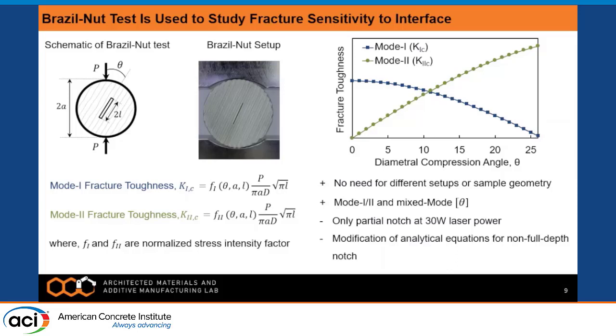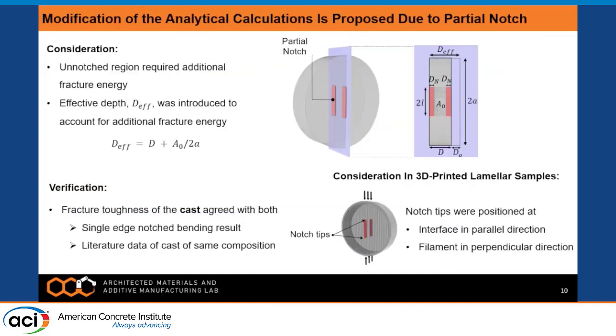Now, everything in life has positive and negative. So the negative that we had in this particular experiment was that the partial notches were obtained at 30 watt power. That was one of the challenges. So how did we solve it? It was the modification of the analytical equation that has been developed to do those tests. Let's talk a bit more about that.